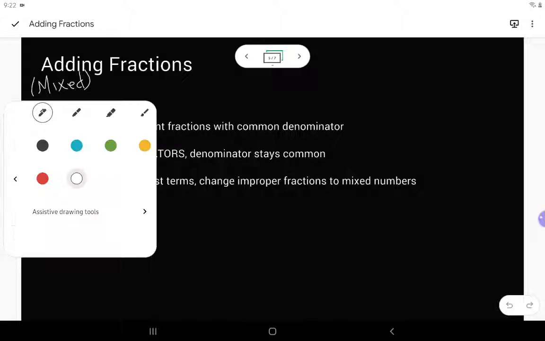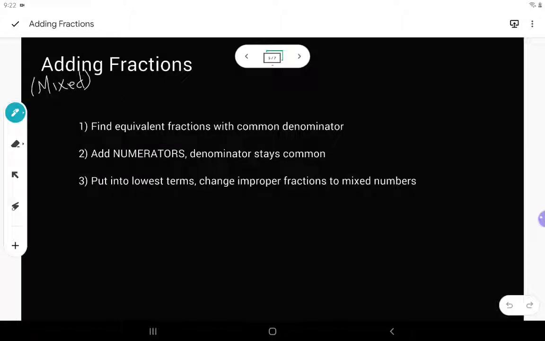This is going to be a personal choice for you. I will show you two different methods. You can either, as we did before, change mixed to improper as your first step.